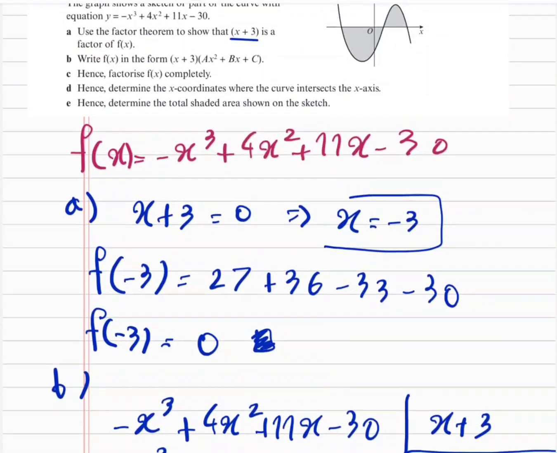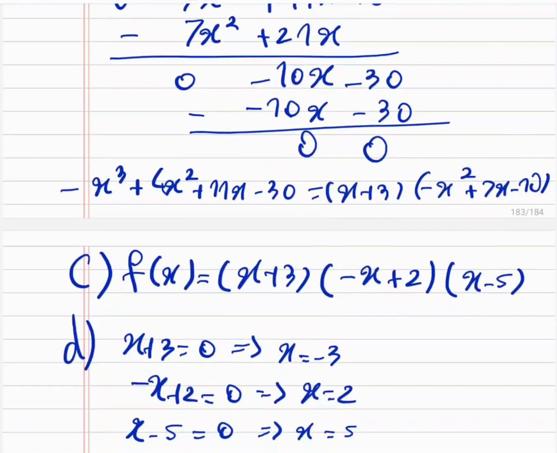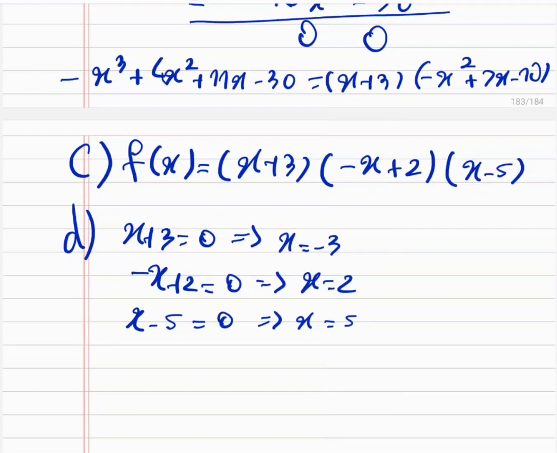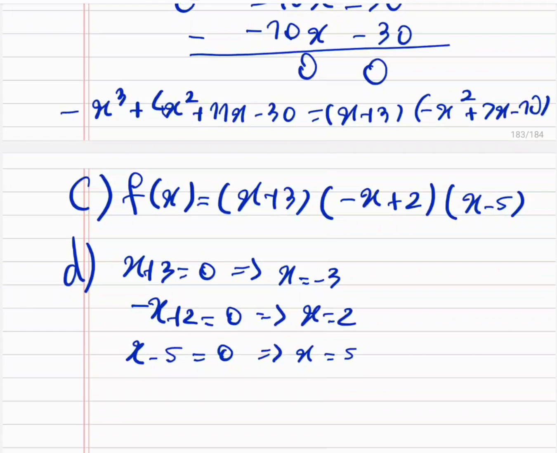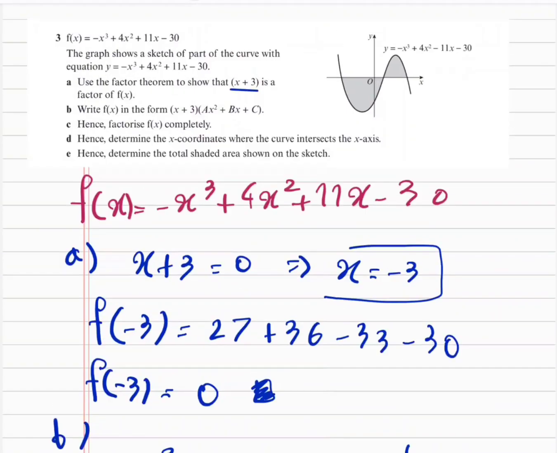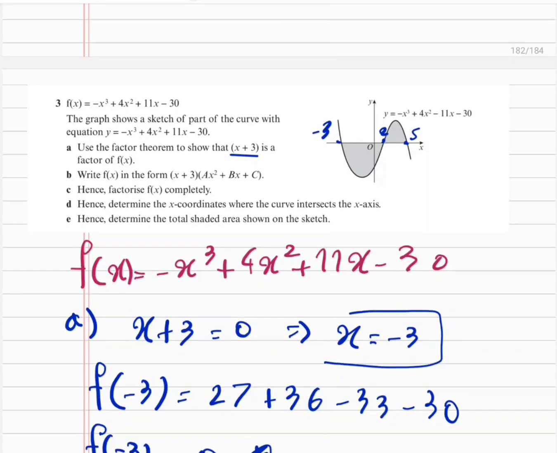So the question, I think, says x coordinates. So yeah, we don't need to write down the y coordinates. And then we can write this down on the diagram. So here is 5, here is 2, and here is minus 3.